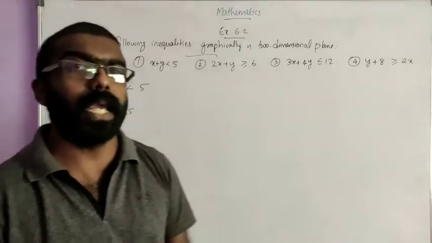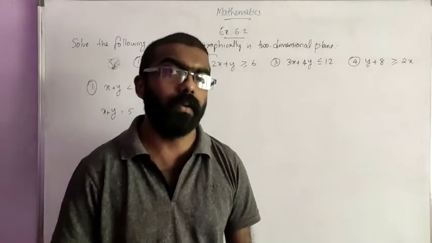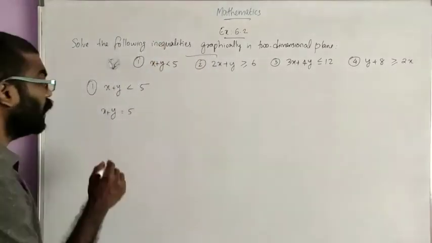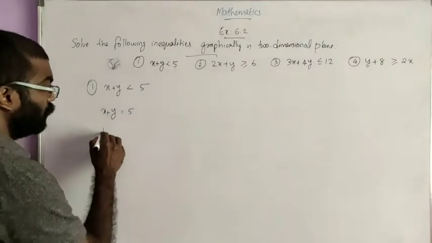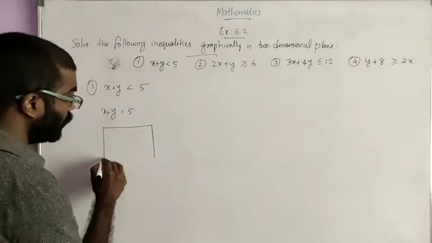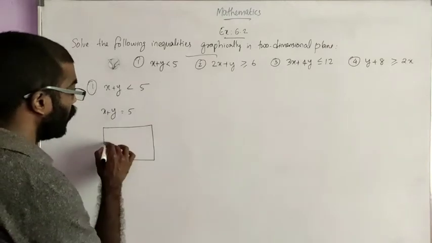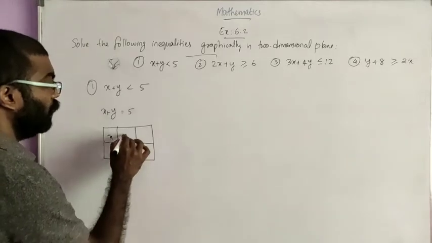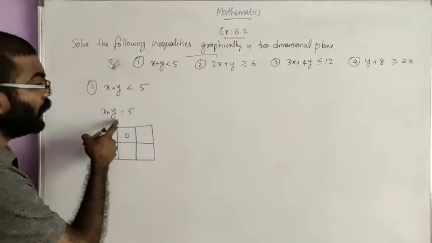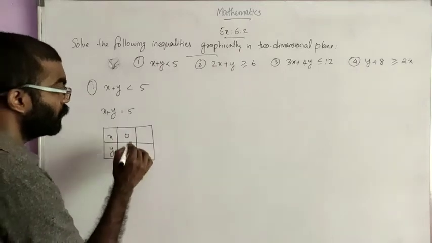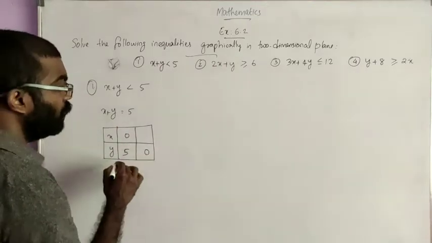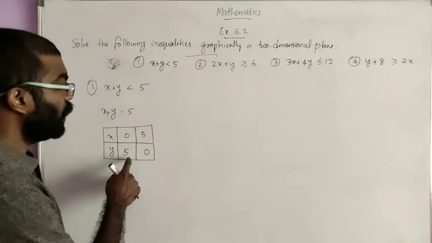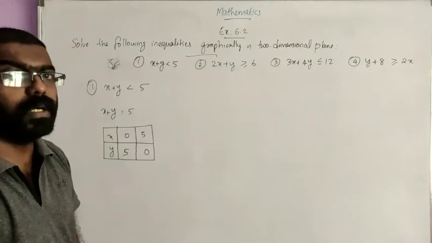And we all know to draw a straight line we need a minimum of 2 points. Then only we can join those 2 points and we will get a straight line. Here we can easily find 2 points satisfying the equation x plus y equal to 5. Here I am going to put x equal to 0, and when x is equal to 0, y is equal to 5. And when y is equal to 0, we get x value as 5. That means 0, 5 and 5, 0. These are the 2 points.